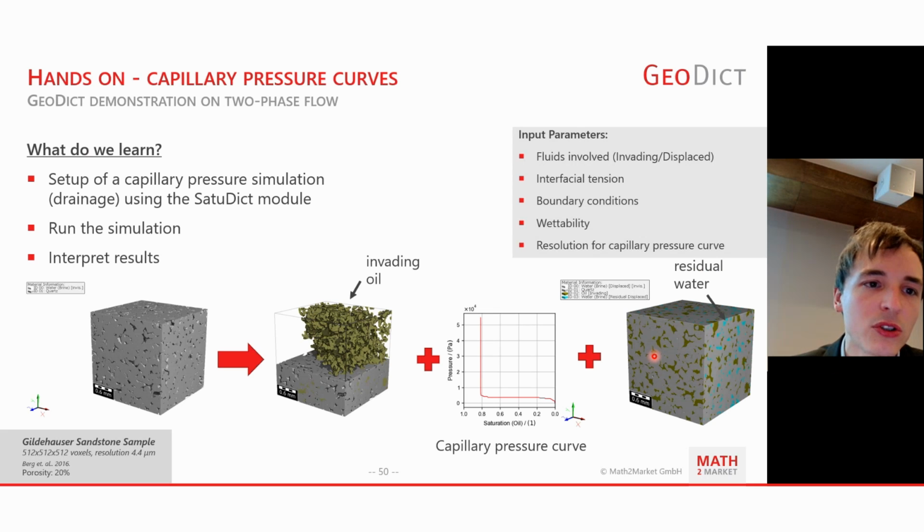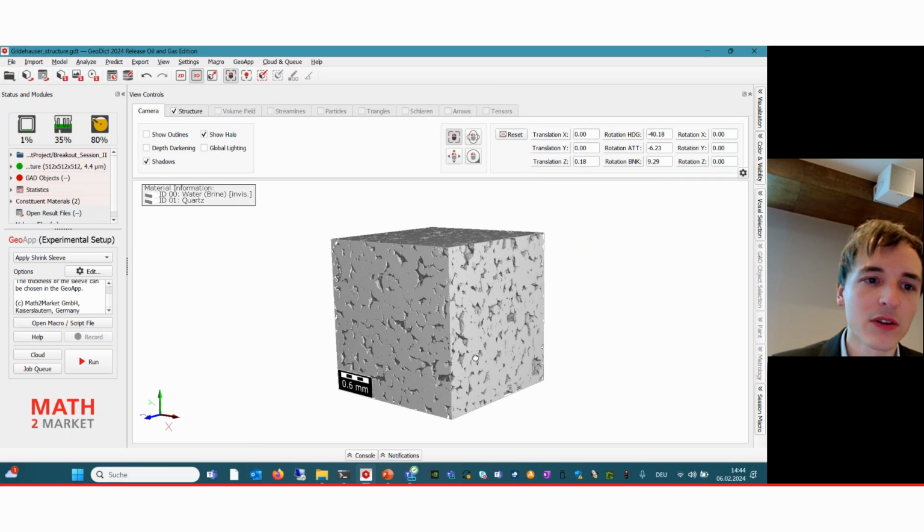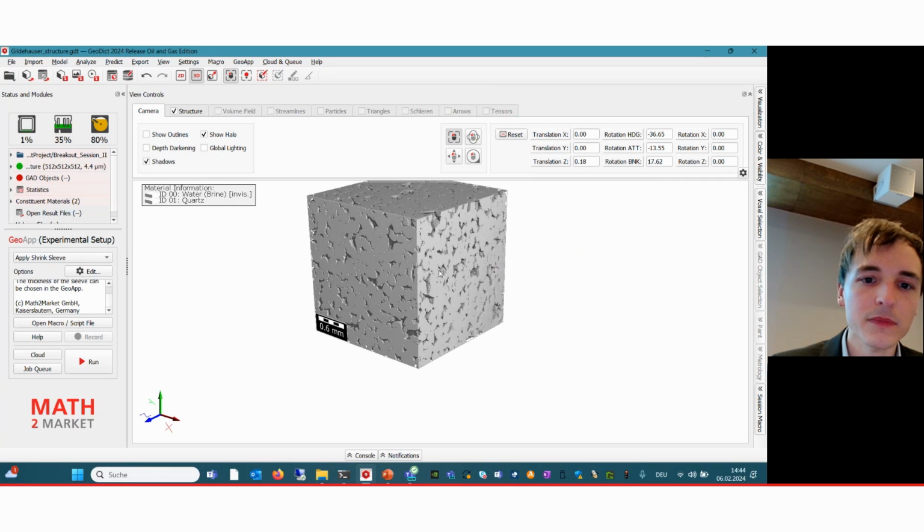I would also like to do a short hands-on for how to compute capillary pressure curves in GeoDict, where we would learn to set up a capillary pressure curve simulation, run the simulation, and interpret the results. Basically, we would start with a Gildhauser structure that is well known here. We would push oil inside of the structure, obtain the capillary pressure curve, and we will also obtain a saturated structure where we would also have residual water saturation. So I would like to start off with that Gildhauser sandstone that Lobel was showing before.